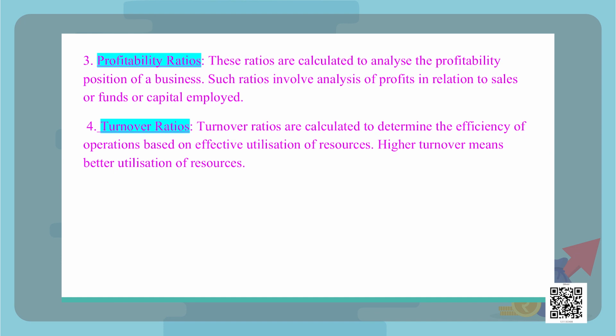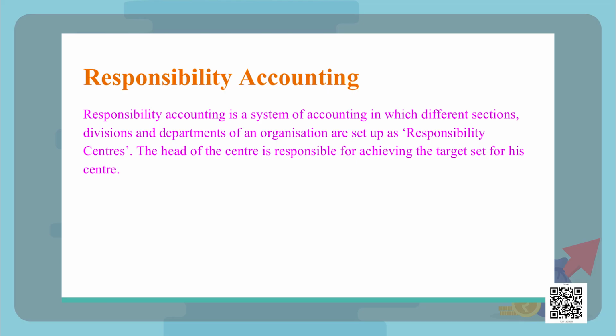Then we have turnover ratios. Turnover ratios are calculated to determine the efficiency of operations based on effective utilization of resources. Higher turnover means better utilization of employed resources. Then we have responsibility accounting. It is a system of accounting where different sections, divisions and departments of an organization are set up as responsibility centers. The head of the center is responsible for achieving the target set for his center.